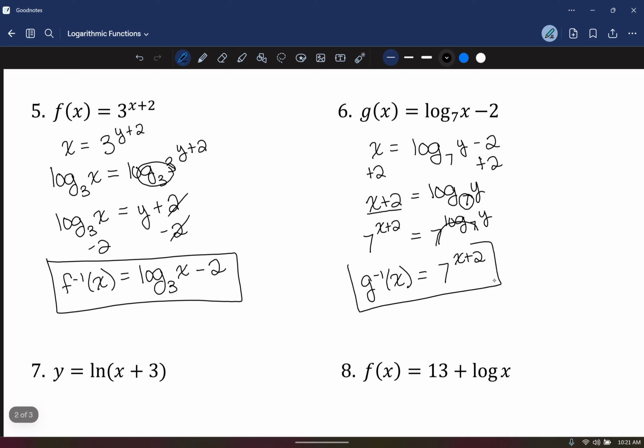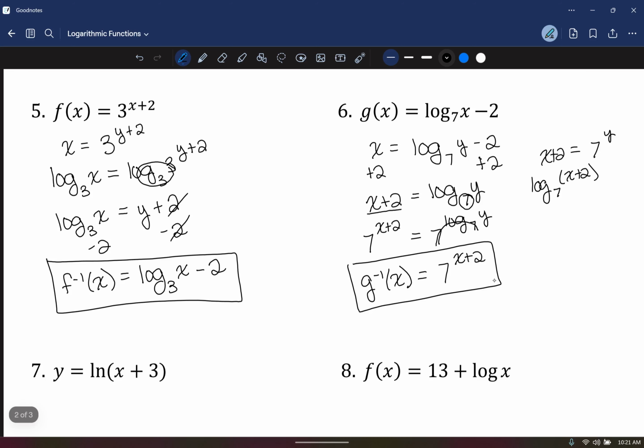Now I do want to mention that let's say that you had the x plus 2, and over here you had 7 to the y, and you had to do a log. If you log this side with the base of 7, you would have to put this in parentheses because there's already 2 terms there, and if you're logging those 2 terms, you need parentheses.